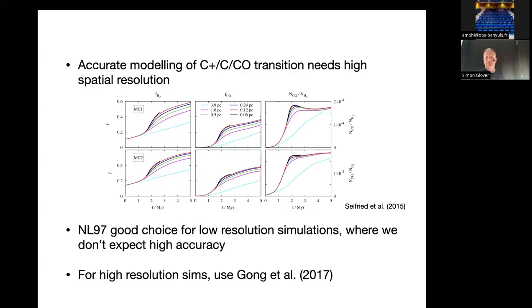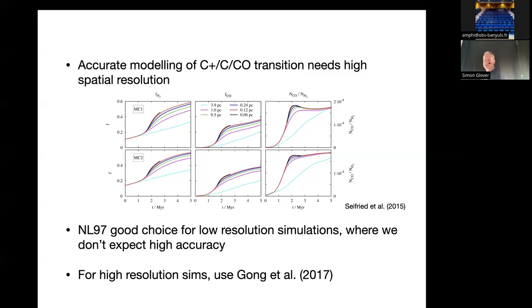Something else you need to be aware of is that accurately modeling the molecular chemistry of GMCs in large simulations of the ISM needs high spatial resolution. If you don't have enough resolution, you don't properly model the density structure of the clouds, and you're going to get the wrong chemical composition. So in that case, it's not worth spending the cost of a large detailed chemical network if you're just going to get things badly wrong anyway because of limited resolution.